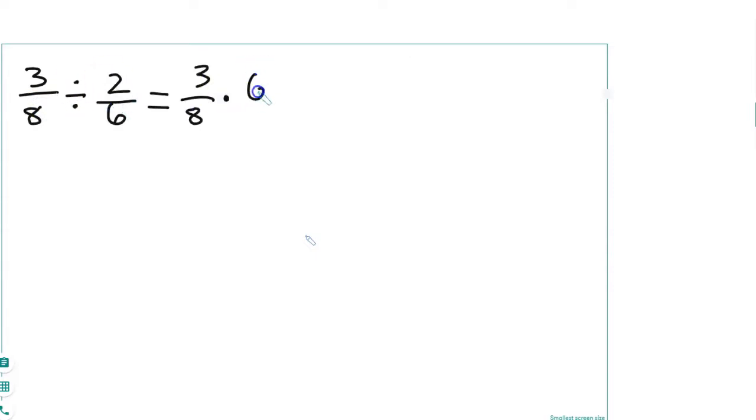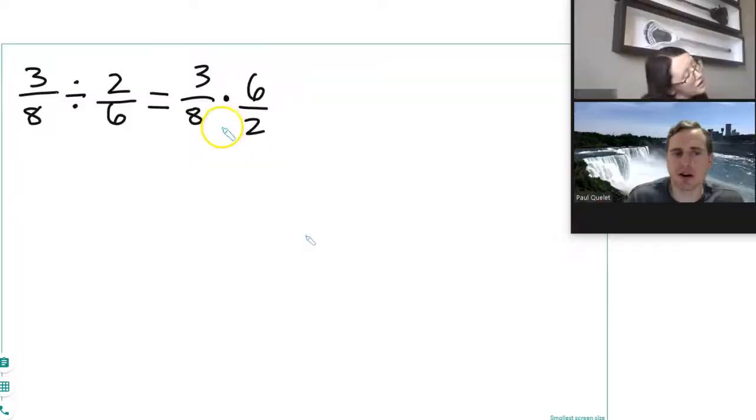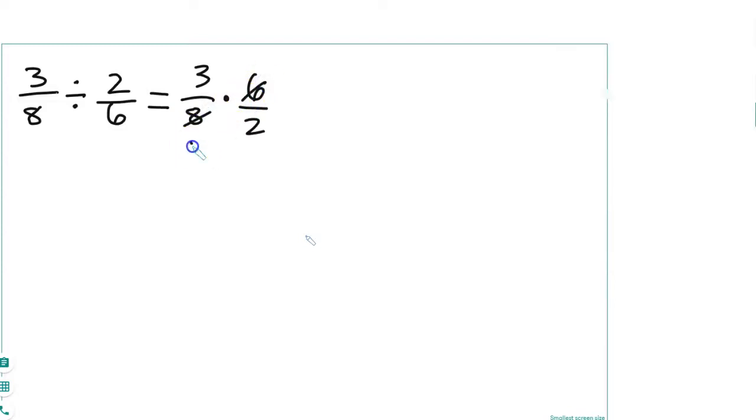Good. And then there's nothing that you can cancel. Just one thing, careful. Oh wait, the 8 and the 6, they have a 2 in common. Yeah, they have a 2 in common. I would rewrite 3 over 2. Not 3 over 2, but 3 over 4, right?